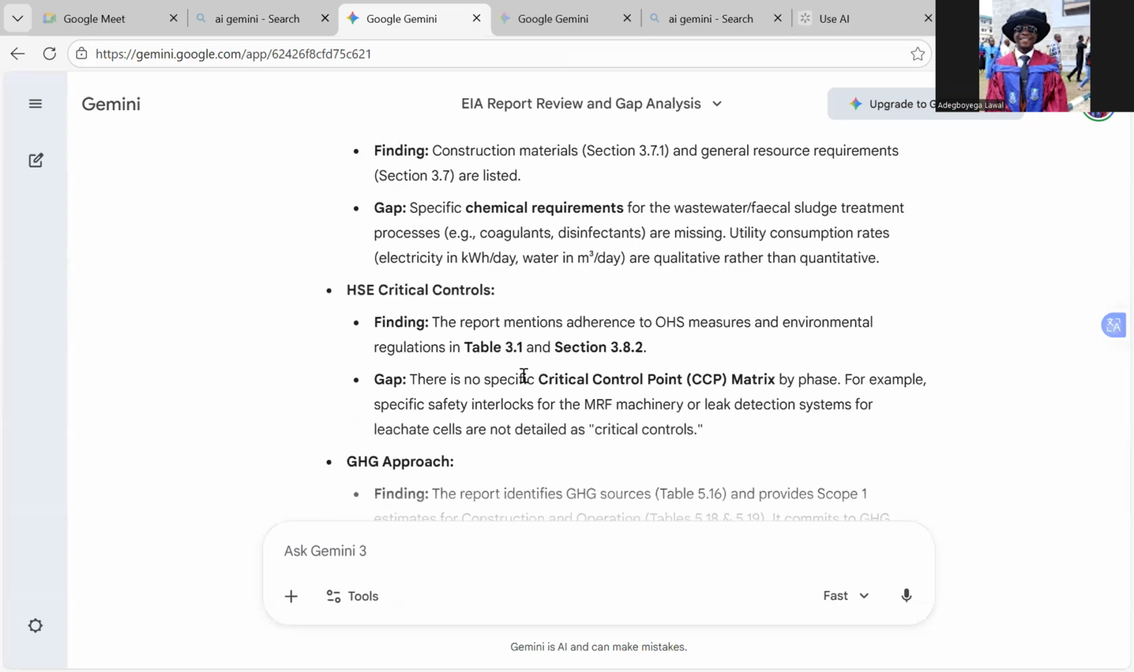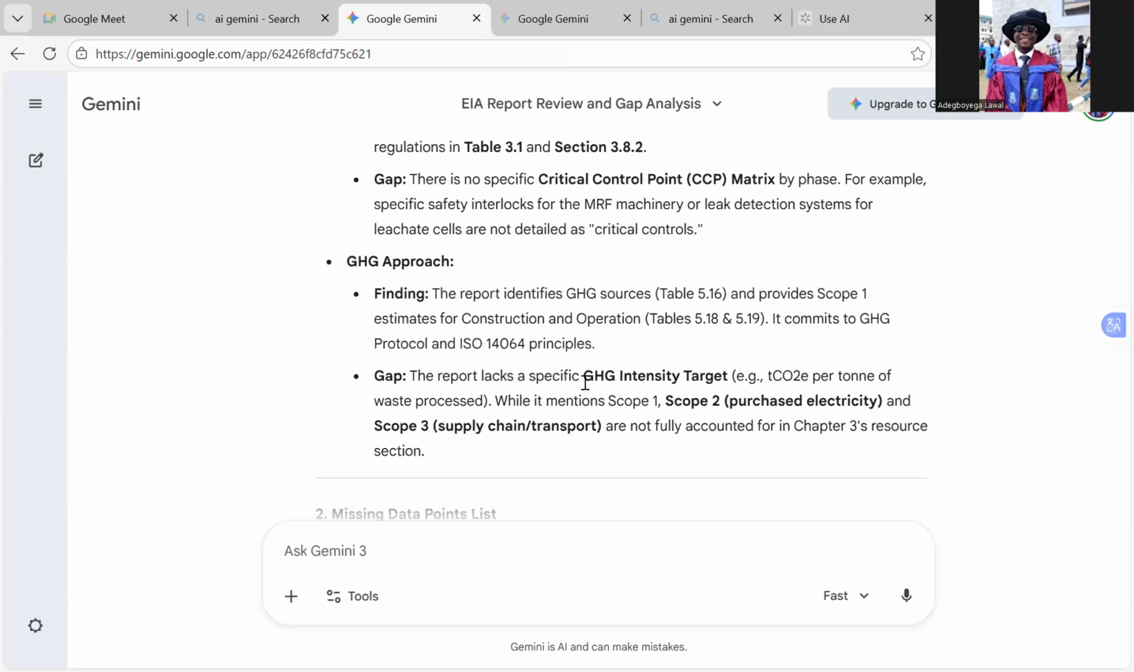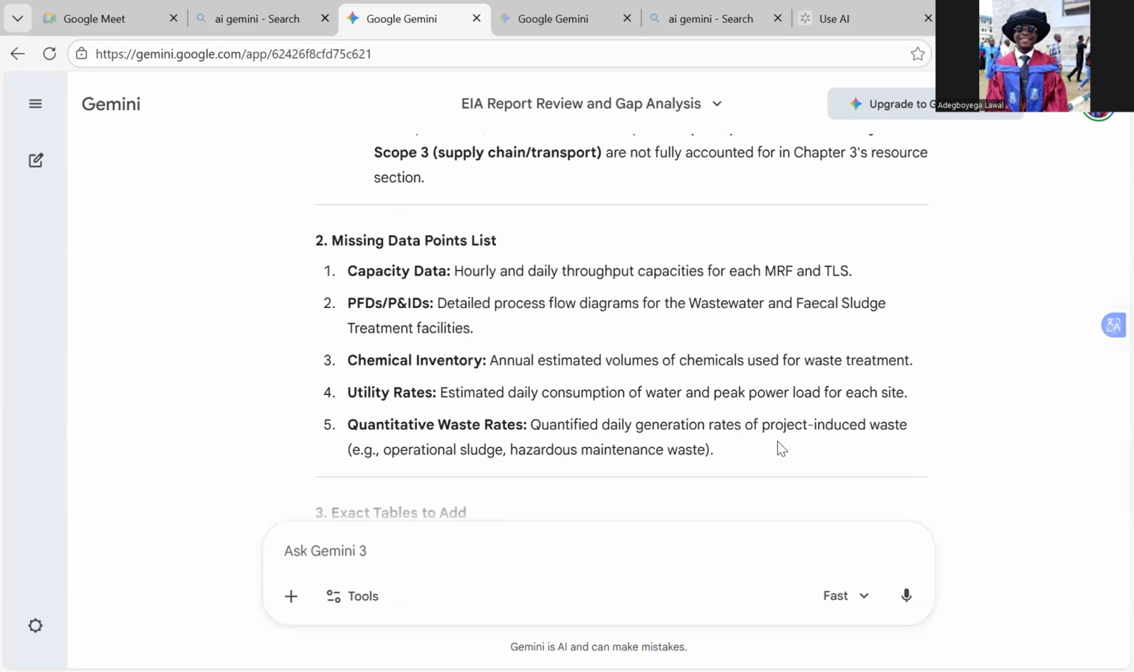Other HSE, they say there is no specific critical control point. For example, safety locks, GHG. The gap is that it lacks GHG intensity target. And it mentions scope 1, scope 2, which is the purchased electricity, and scope 3 are not fully accounted for. So this is a way of, you can even ask more questions about what it means by this scope 1, scope 2, and it's in the report already. And we might not know, but it's good to have this there. You can query it and ask for more information on what it implies or what it means to have something like this. The missing data points, these are areas that are missing.